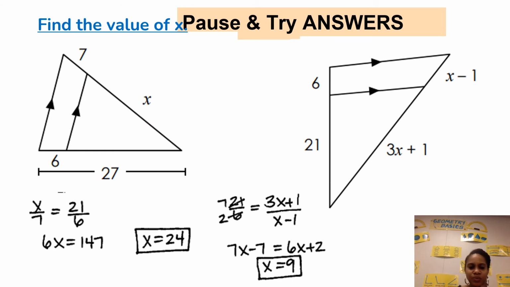Okay, so for the first one, you should have gotten x is equal to 24, and for the second one, you should have gotten x is equal to 9. As you can see here, when we set up the proportion 21 over 6, we just reduce that fraction first, but you don't have to do that. You would still end up with the same answer, so hopefully you got these two problems correct.